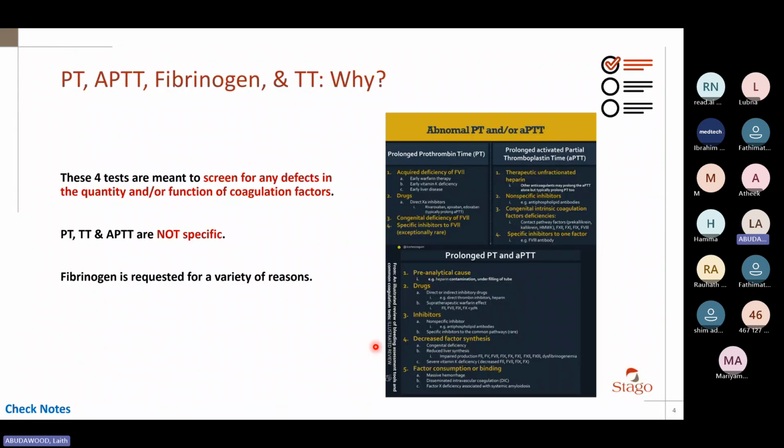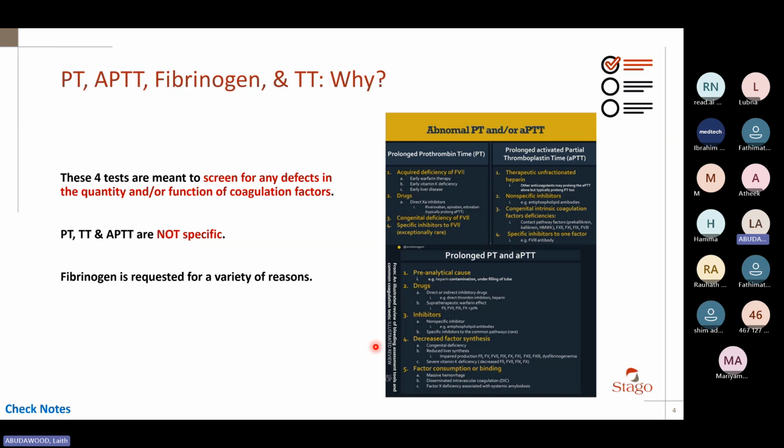So PT, PTT, fibrinogen, and thrombin time. Now, generally, these four tests are meant for screening. I'm sure you see them all the time. They're used for pre-surgery screening, if someone has bleeding, screening if someone has thrombosis. So these are meant generally to give you an overall idea about the hemostasis status of the patient. It doesn't diagnose anything specific. It doesn't give you any specific information. It's a general idea.